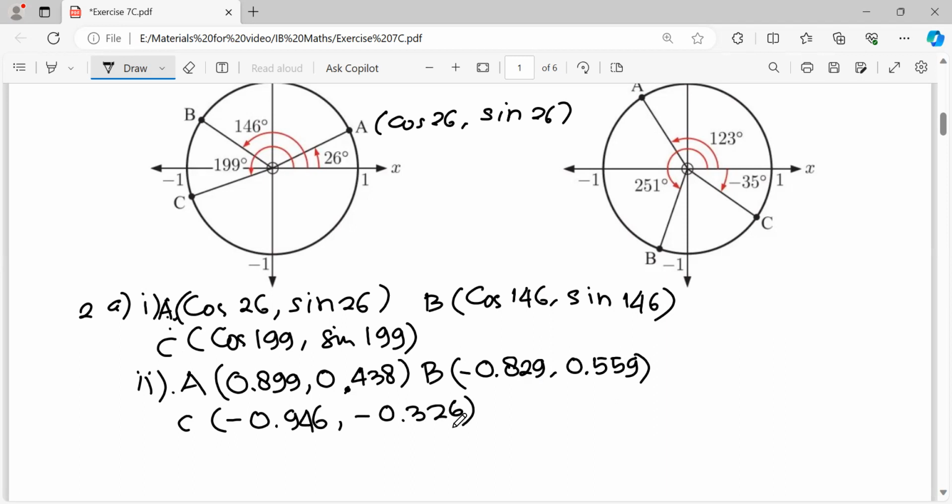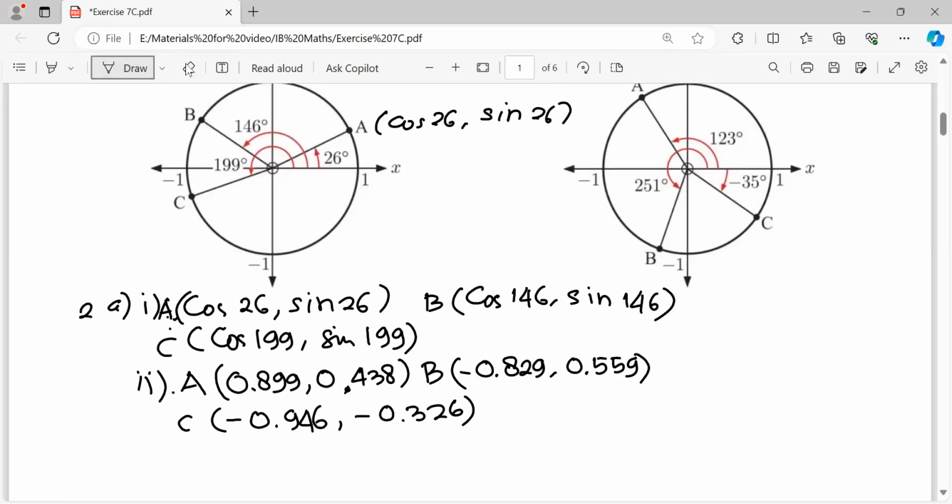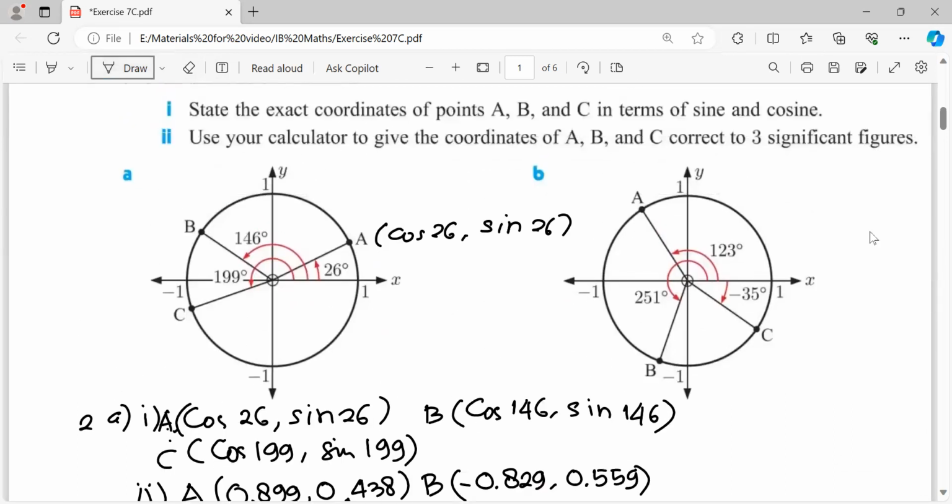And after that, B. Here, B is this circle, the one after circle A. If you look at B, A is cosine 123, comma, sine 123.